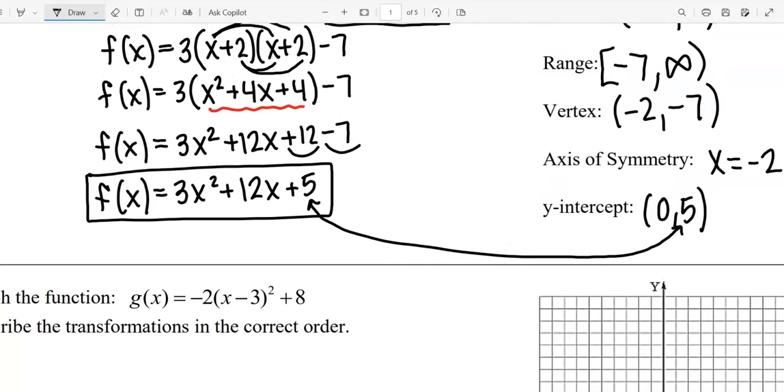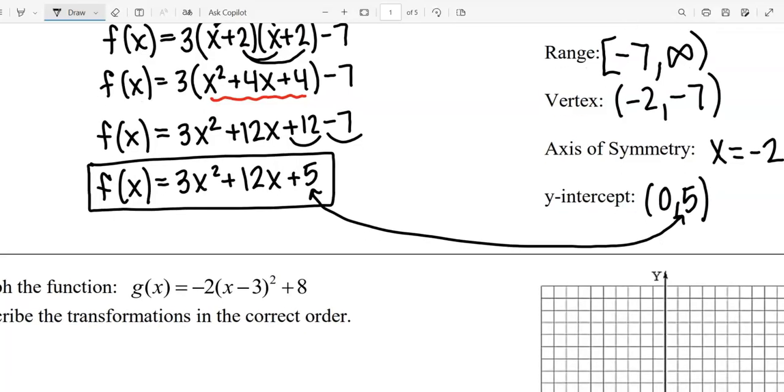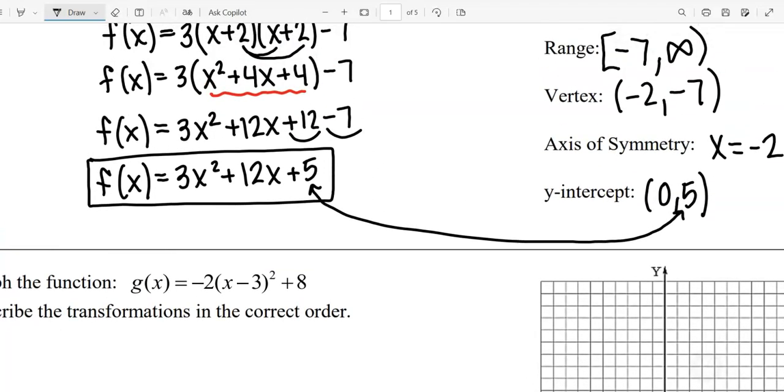What questions do we have? Do you want to do the next one on your own, or do you want to do it together? Did most of you already do it? You did the transformations? Okay. We'll do it together. Is everybody ready to move on? Scream if you're not.